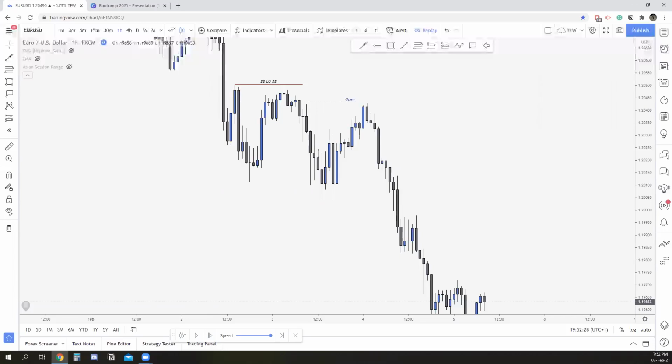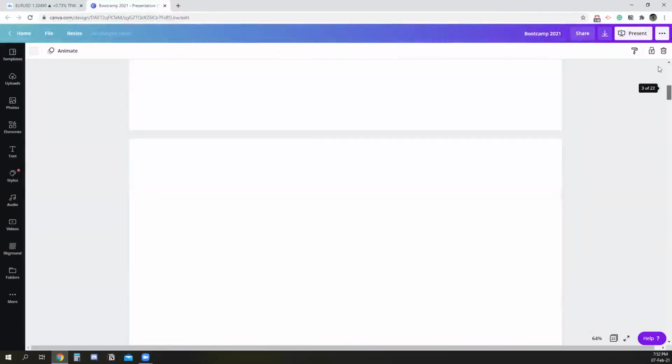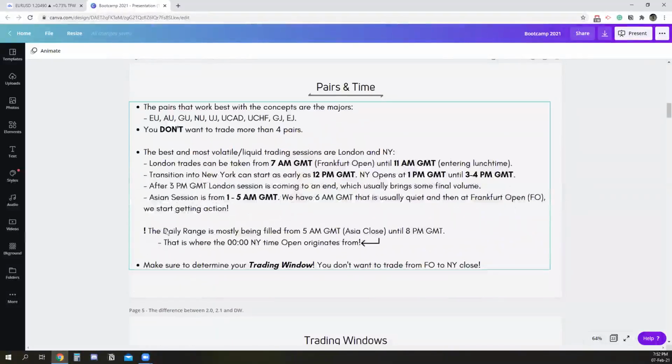Is the New York open the opening time of the daily candle? No, Fitki. I explained this a little earlier, the difference and why this is not the daily open. You can see the daily range is being filled from 5 a.m. GMT all the way to 8 p.m. GMT, and during the other times you're going to see consolidation. This is why we take the New York price, because this is midnight in New York, and this is when the daily range is being filled. So it's not the daily open, it's 5 hours after the daily open. Make sure that you don't confuse this.